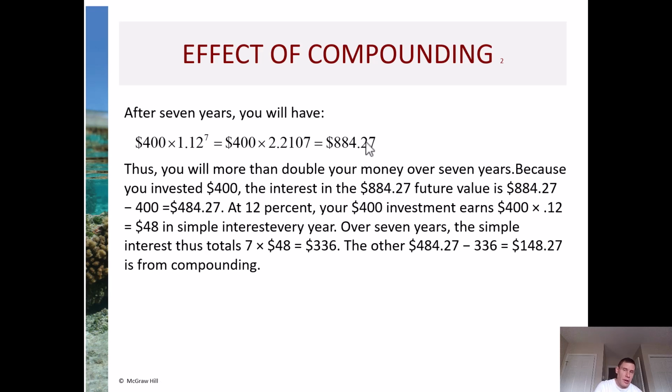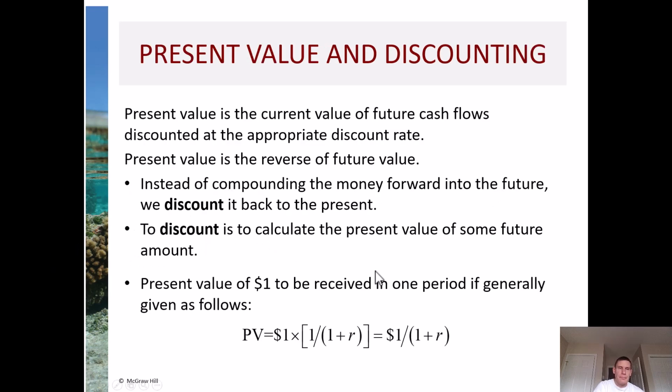So because you invested 400, the interest in the 884.27 future value is actually 484.27, right? So think of the 884 as the 400 that you originally invested plus now 484 of interest. Hence why they say that you doubled your money.